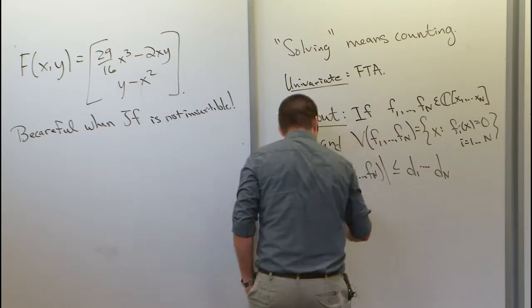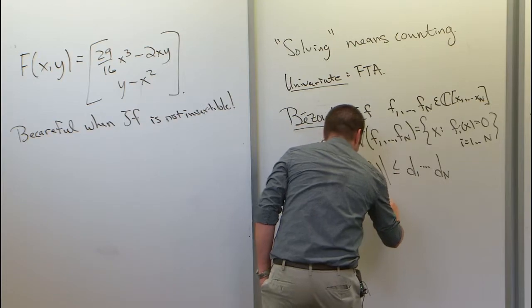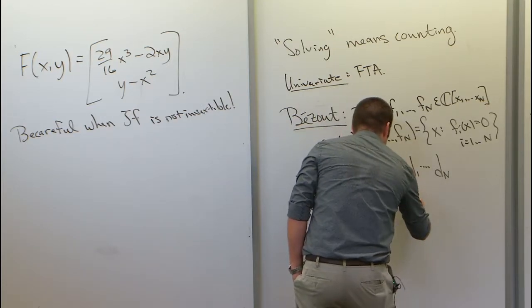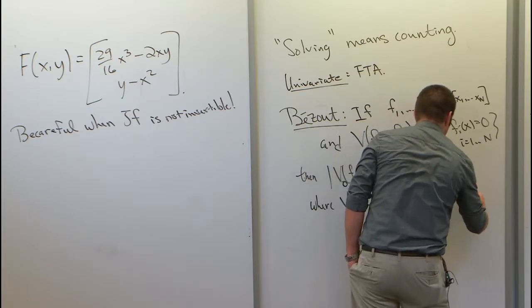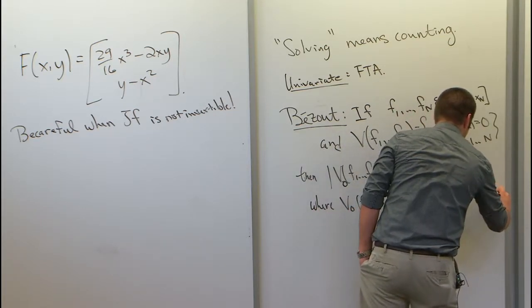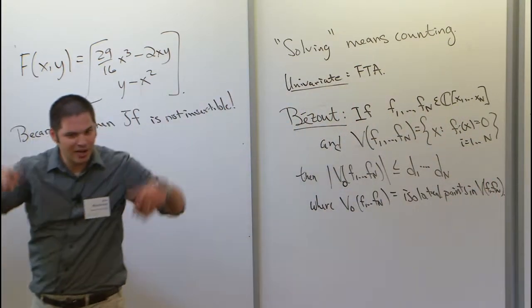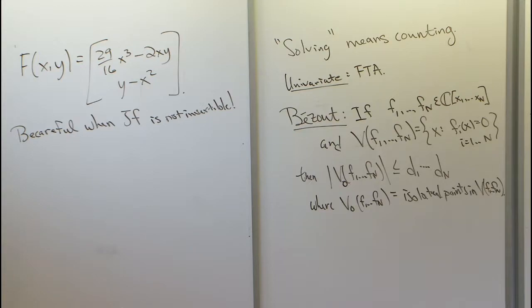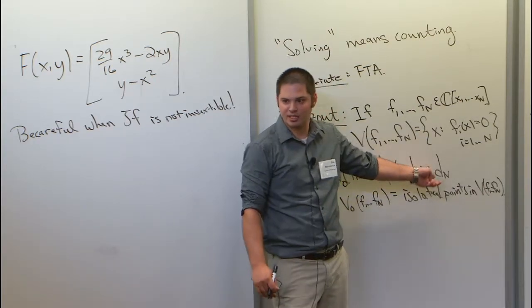let's go to this, where V0 of f1 through fn equals the isolated points in my solution set. So if I ignore all the positive dimensional components and just look at the isolated points, I'm going to have finitely many of them, and a bound on the number of isolated points is the product of degrees.